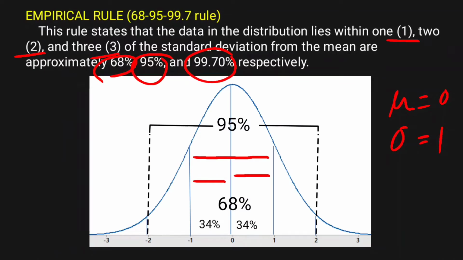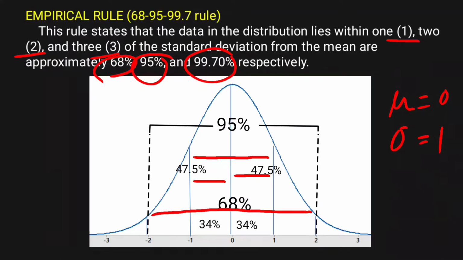95%, 2 standard deviations from the mean. So simula dito yan sa negative 2 hanggang dito sa positive 2. Okay, so that is 95%. So hatiin natin sa dalawa, divide by 2, 95%. So we have 47.5 and then 47.5.